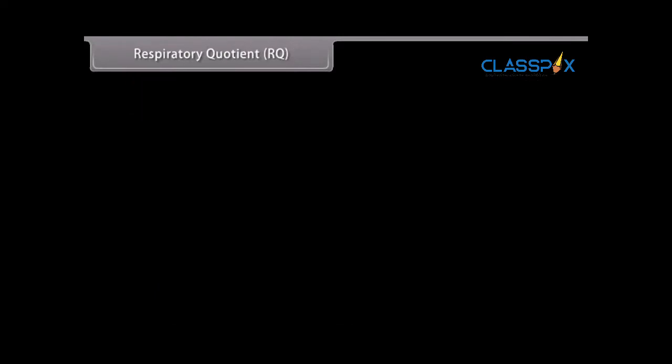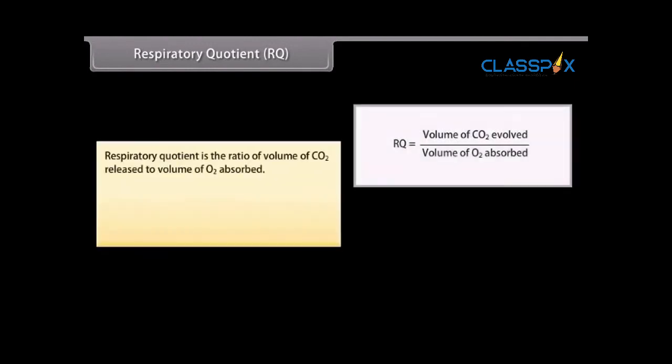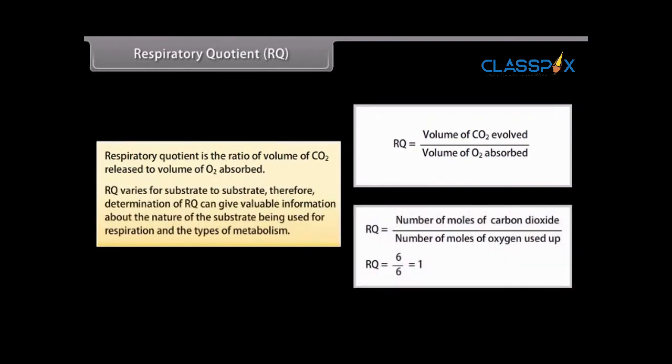Respiratory quotient, RQ. Respiratory quotient is the ratio of volume of CO2 released to volume of O2 absorbed. RQ varies from substrate to substrate. Therefore, determination of RQ can give valuable information about the nature of the substrate being used for respiration and the types of metabolism.